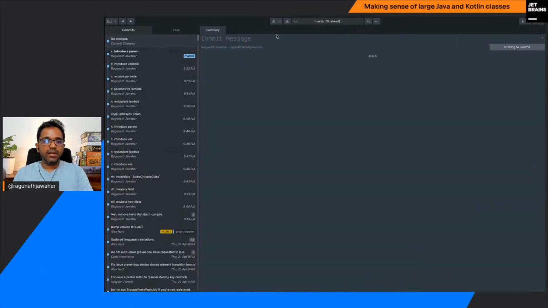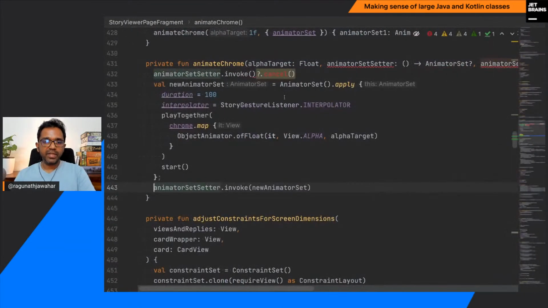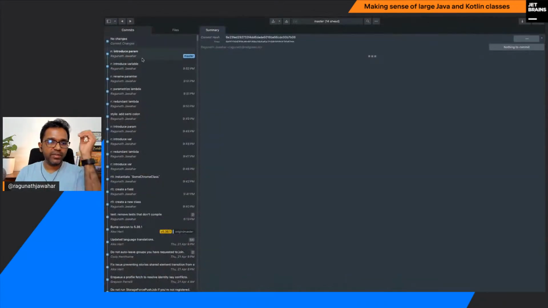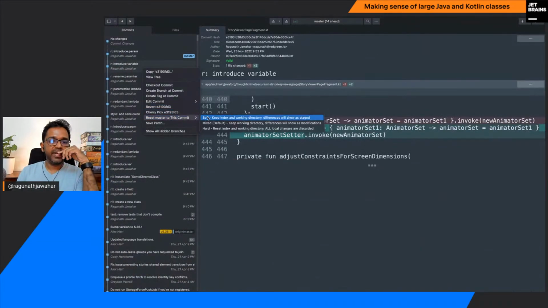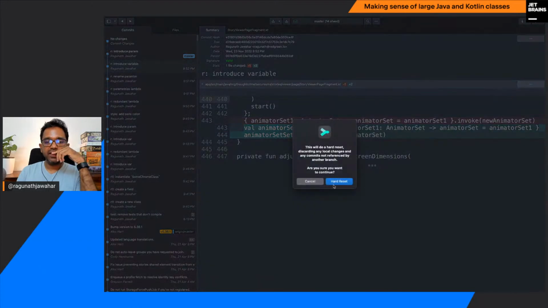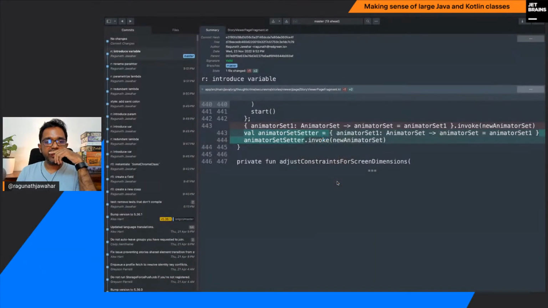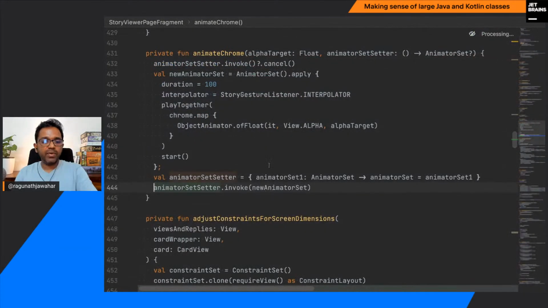Right? So that is, oh no, something went wrong. I think I made a mistake here. So what we're going to do is throw away this commit. We're going to say reset to this one. We're going to do a hard reset, and then we are back where we started. Now I'm trying to see what went wrong.